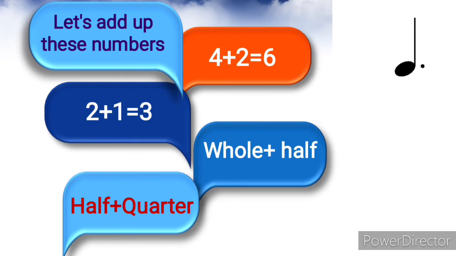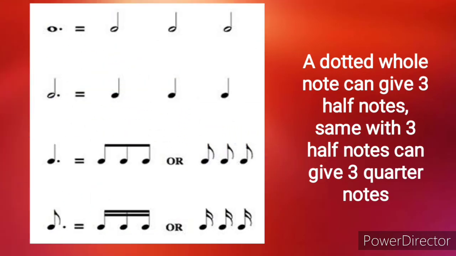Is that okay? Then the last thing I want you to look at in this class is how do you get this done? A dotted whole note can give 3 half notes. Same with a dotted half note, it can give you 3 quarter notes. What do I mean by that? Check the first note up. We have a dotted semibreve. Can you see that? Yes. We said it's equal to how many minims can you see there? 1, 2, and 3.